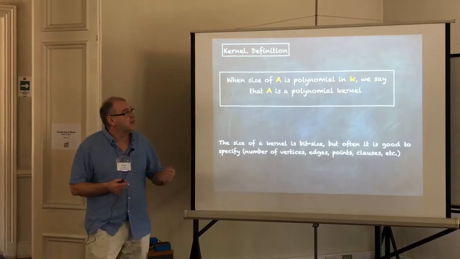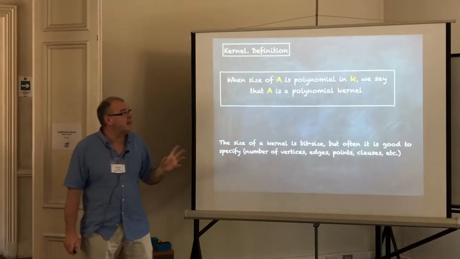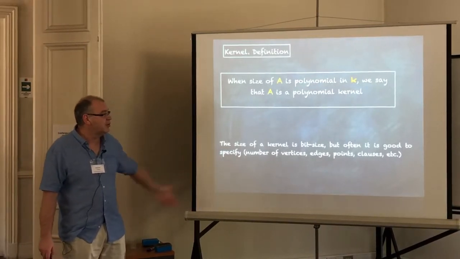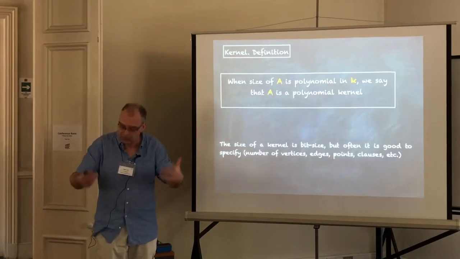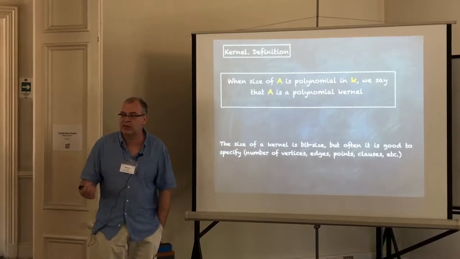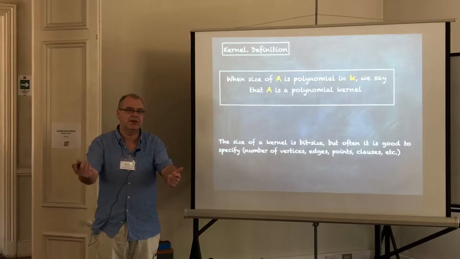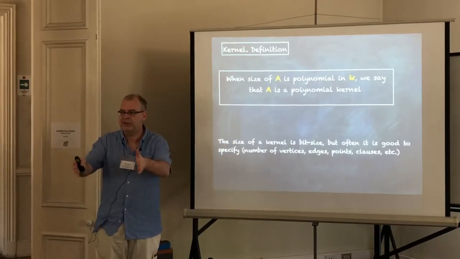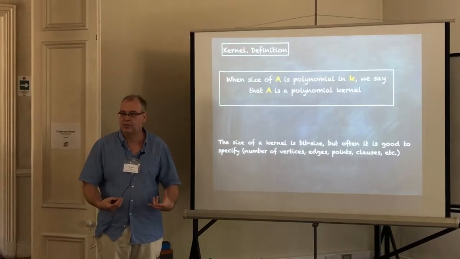Okay, and then this is the definition: when the size of the output of the algorithm, or a kernel, is polynomial in k, we say that A is a polynomial kernel. The way we define the size of the kernel is in the number of bits of the input, the bit size. But very often, when we speak about algorithms, it's quite convenient to specify more. For example, if my kernel outputs a graph, sometimes it's interesting to know not only the size of the graph, the length of its encoding, but also how many vertices or how many edges there are, how many variables and how many clauses. So very often we also pronounce this explicitly. Right? So this is it.